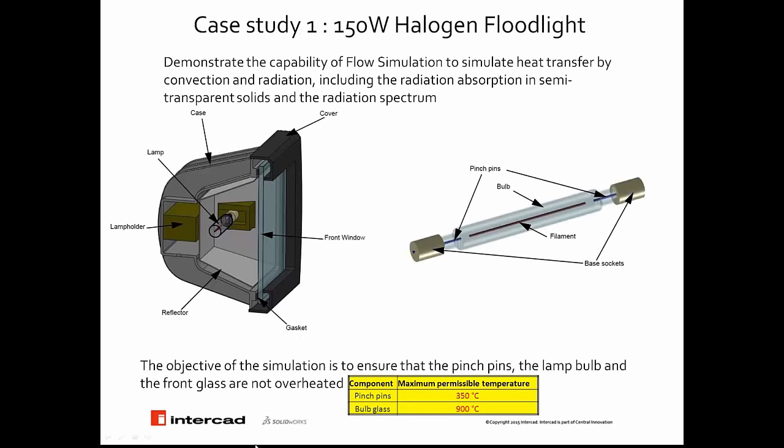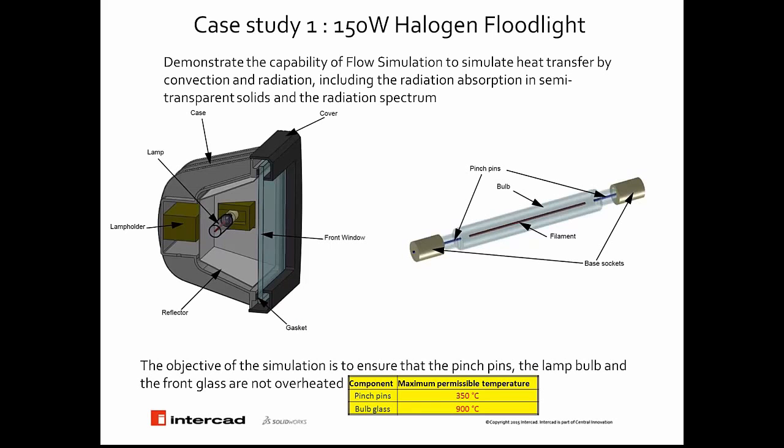Now let's start with the first case study, and we are going to have a closer look. In this case study, we're trying to demonstrate the capability of Flow Simulation for a heat transfer study combining convection and radiation, and we will include the radiation absorption in a semi-transparent solid and radiation spectrum.